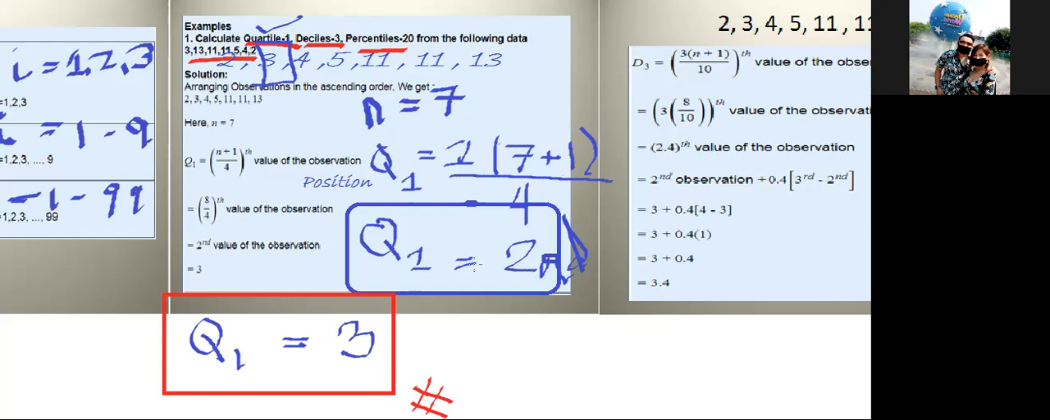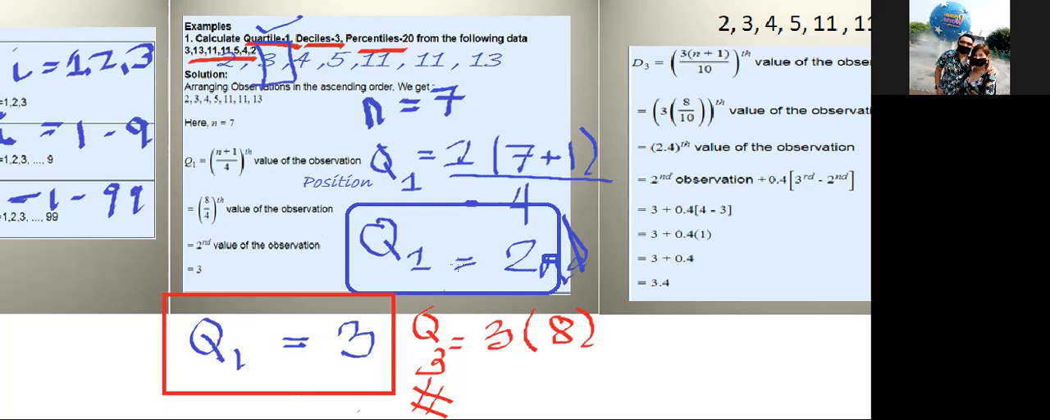Okay. So let's say you want to find the third quartile. So Q3 is equal to my i. My i will be 3. So Q3 is equal to i, which is 3, times n plus 1, that is 8. I'm just doing it in a shortcut.